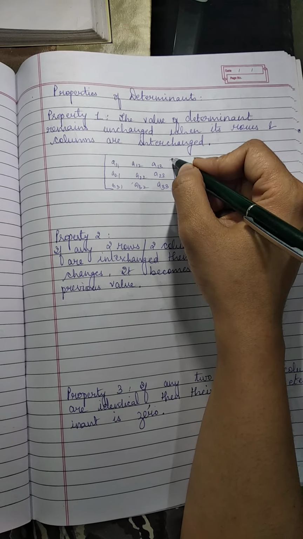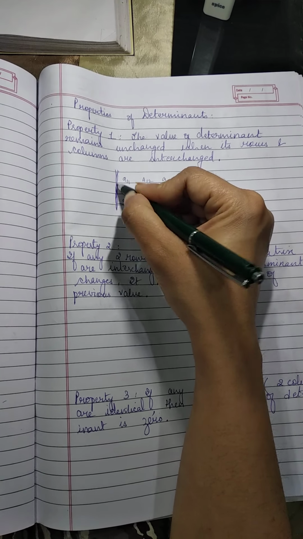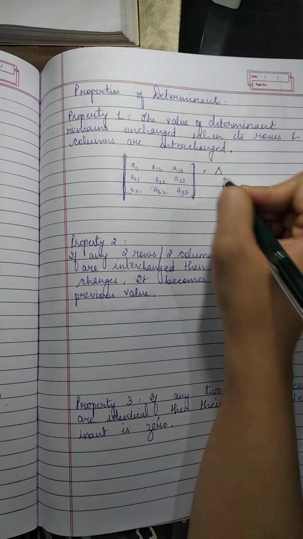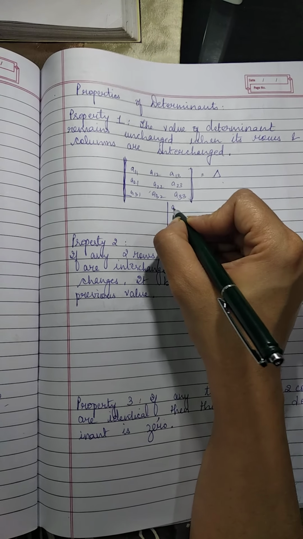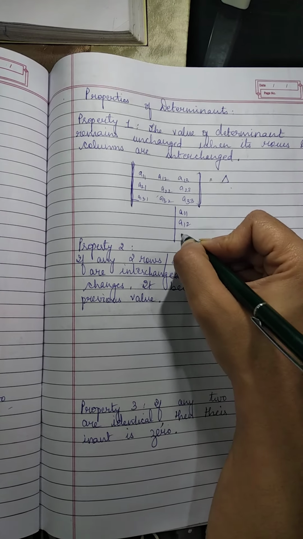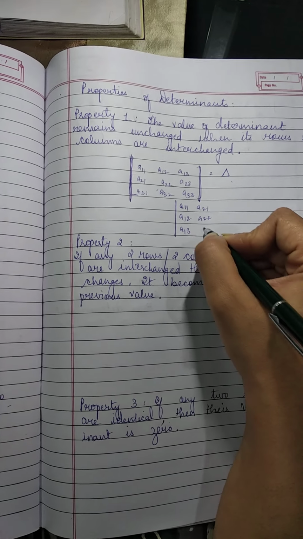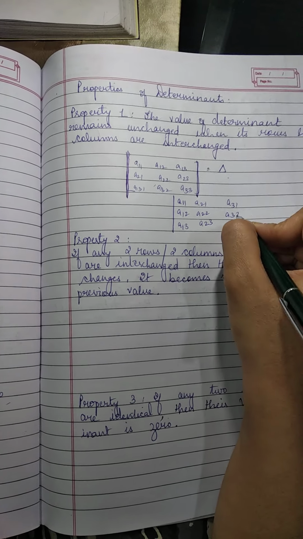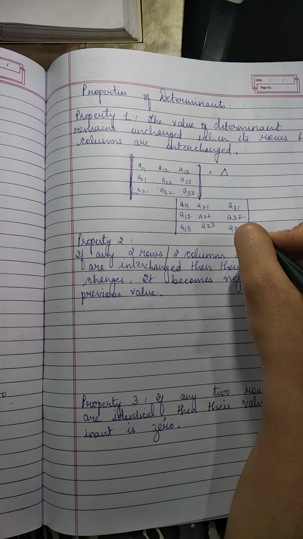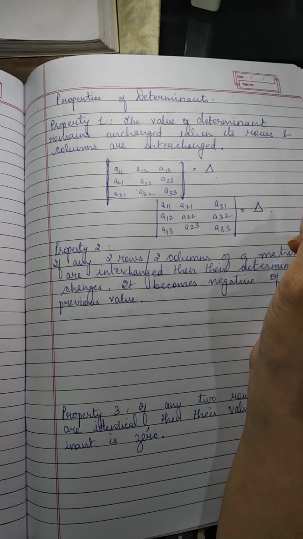So if I say that the determinant of this matrix is equal to del, then on interchanging the rows and the columns, that is A11, A12, A13, A21, A22, A23, and then A31, A32, A33, will give us the same determinant value as del, right?